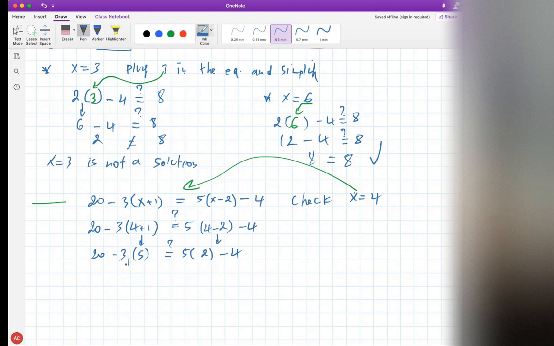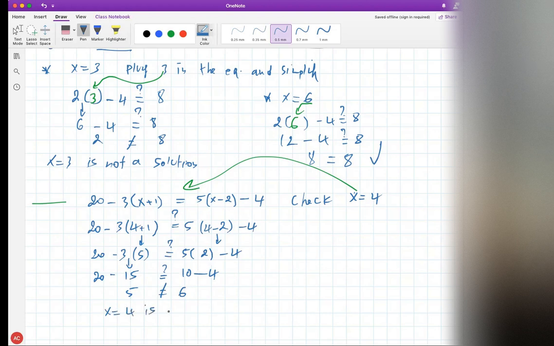Multiplication. So this would be 15 and 20, and here it's going to be 10 minus 4. That's right. Finally, now it's going to be 5 and 6. 5 is equal to 6? Close enough, but no, that's not good enough. In math, it has to be either yes or no. So this is not it. It was close, but that's not it. So this value is not a solution.